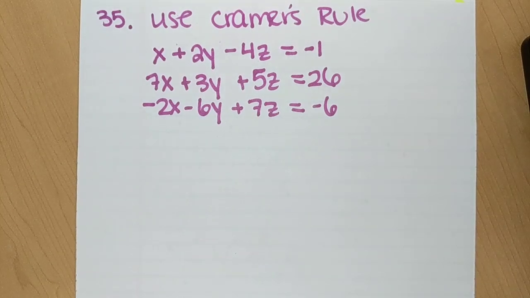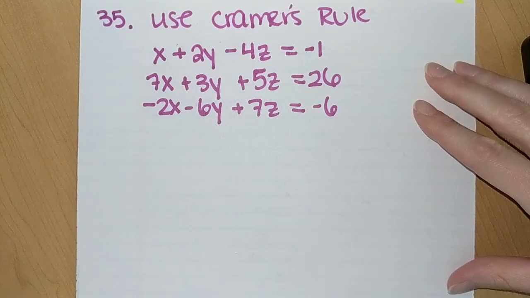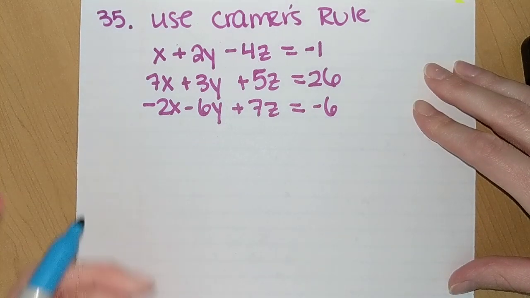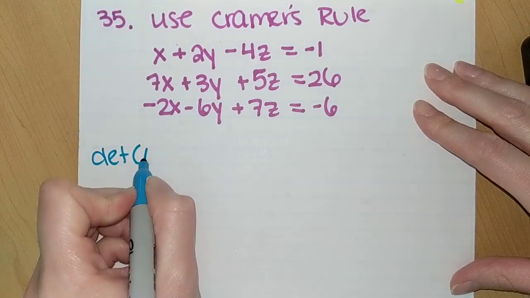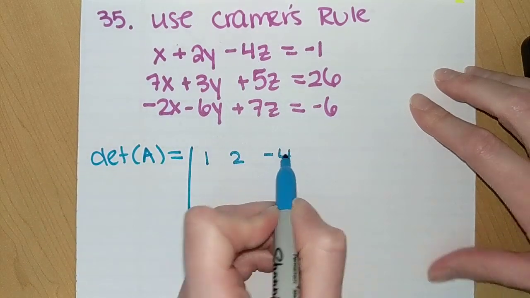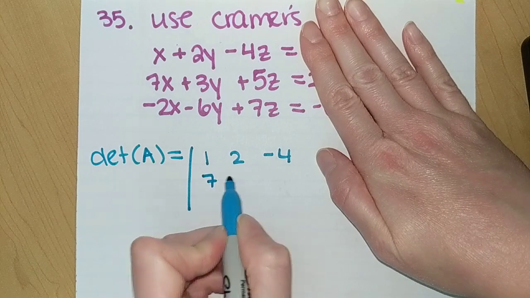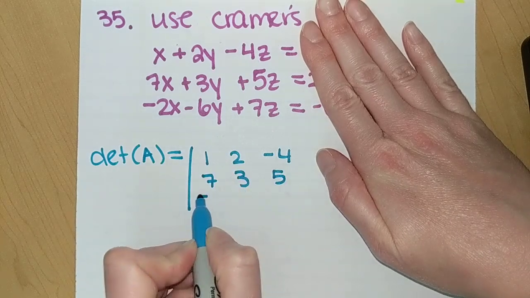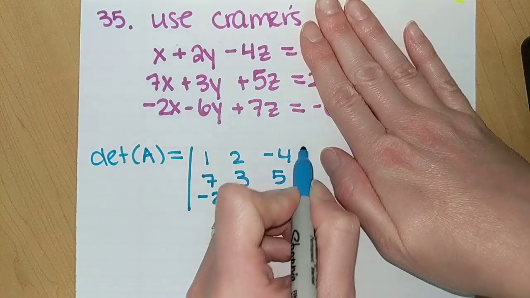When you have a 3 by 3 with Cramer's rule, you can do it, but you probably want to use your calculator to get the 3 by 3 determinants calculated. So here's what you would do. You would start off with your determinant of A, and that again would be the coefficient matrix 1, 2, -4, 7, 3, 5, -2, -6, 7.